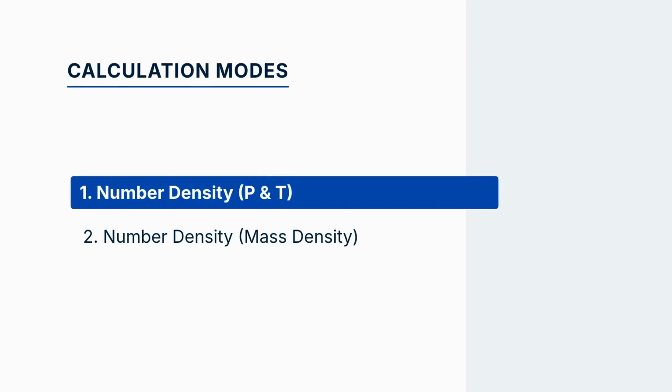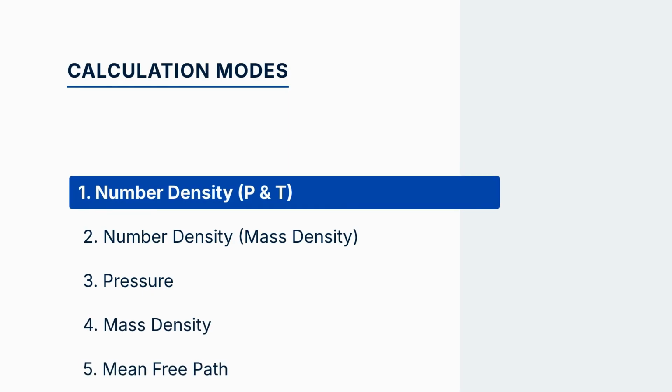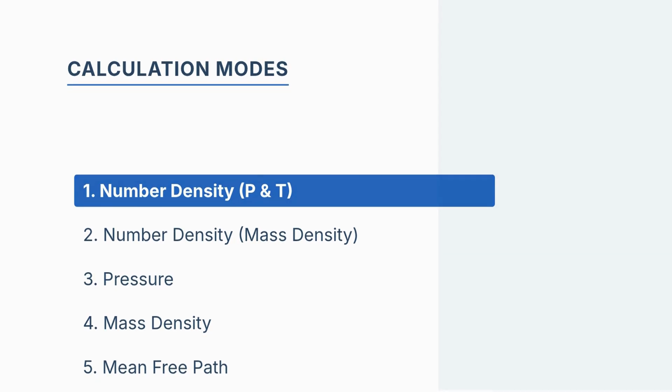First, you'll select your calculation mode from the drop-down menu. Your options are number density from pressure and temperature, number density from mass density, pressure from number density, mass density from number density, mean free path from number density, and Debye length for plasma calculations. For today's demonstration, we'll select number density from pressure and temperature.